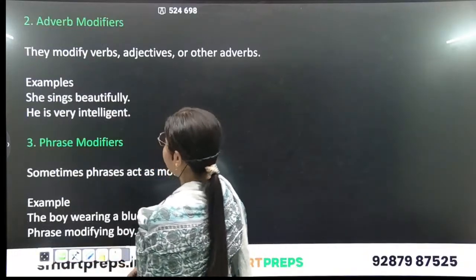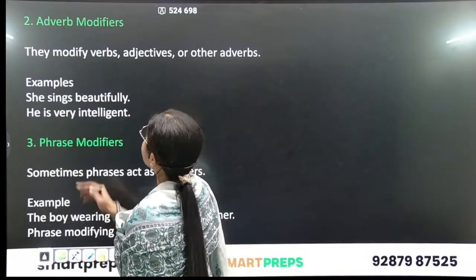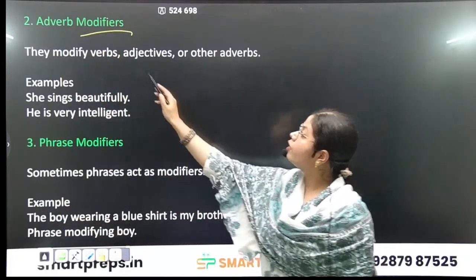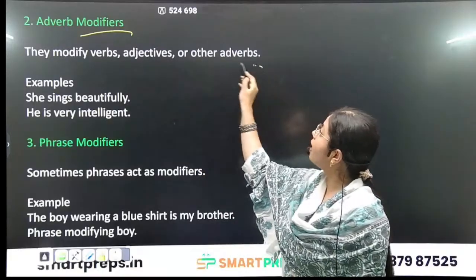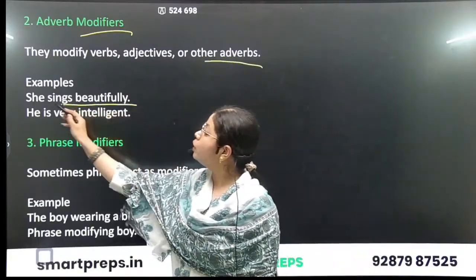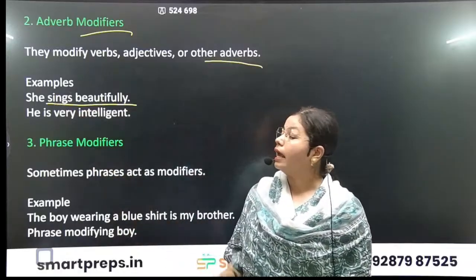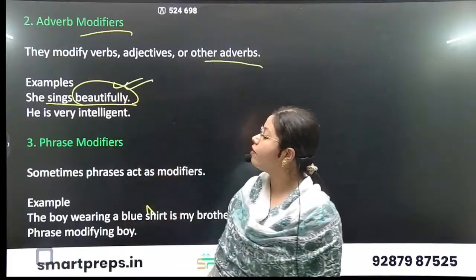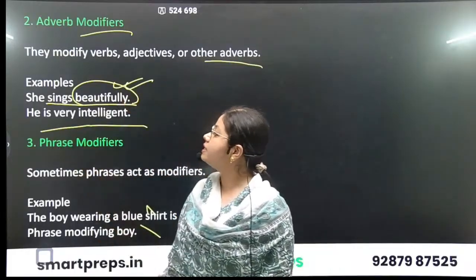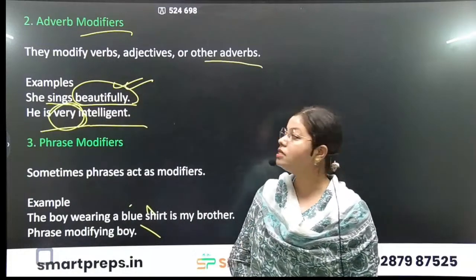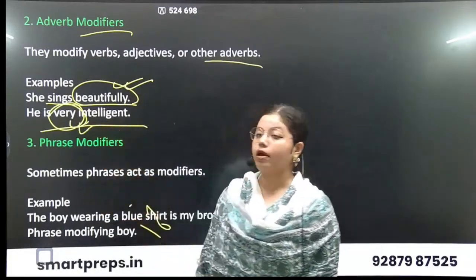Let's understand the next type of modifiers, that is adverb modifiers. Now, they modify verbs, adjectives, and other adverbs. For example, she sings beautifully. Beautifully is the modifier. He is very intelligent. The word very is putting an emphasis. Very is the modifier here.